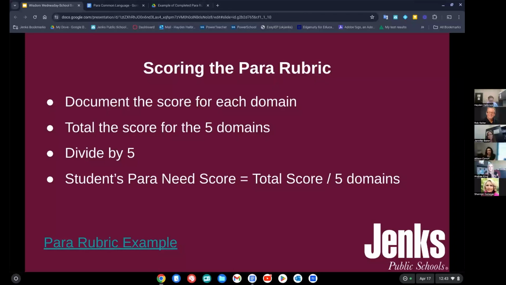We explain to them, just like we said, that the numbers are strictly for the district to quantify that data and make sure those staffing determinations are equitable. And it's just a guide. We're really looking at the information within each of those domains and associated with that particular score.